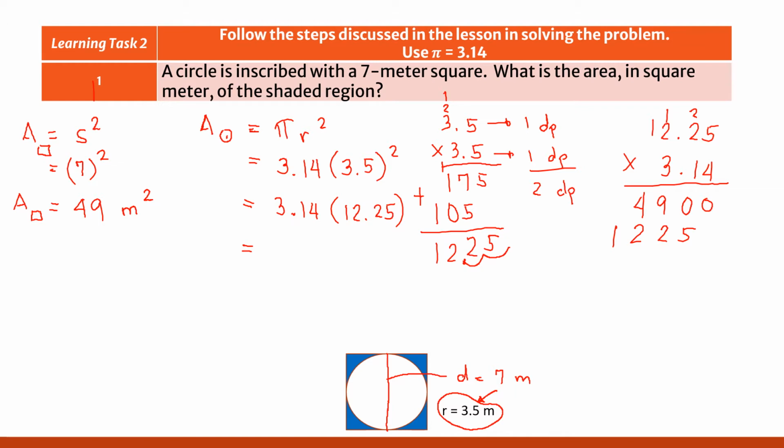Doon na tayo sa 3 times 5 is 15. Carry 1, 3 times 2 is 6 plus 1, we have 7. And then 3 times 2 is 6 and 3 times 1 is 3. Then time to add, we bring down 0. 0 plus 5 is 5. 9 plus 2 is 11 plus 5 is 16. Carry 1. 1 plus 4 is 5 plus 2 is 7 plus 7 we have 14. Carry 1 plus 1 is 2 plus 6 is 8. And then bring down 3.